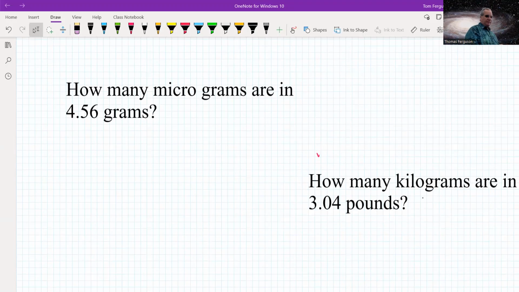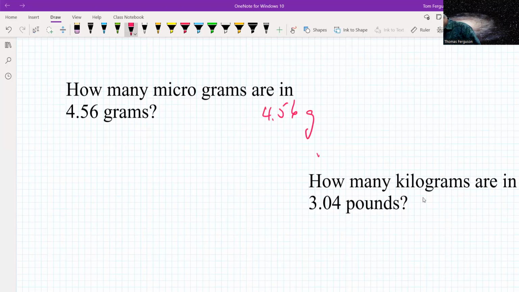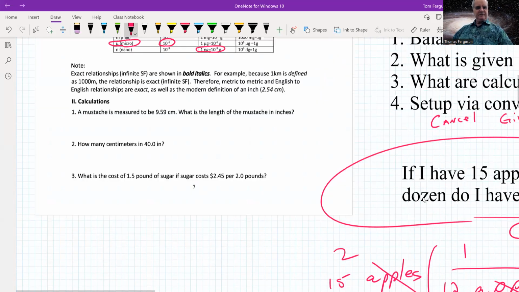Okay, so here we have a metric problem. How many micrograms are in 456 grams? What's given? What are we trying to calculate? Micrograms. To write a microgram, you do a kind of fancy M with a long tail on it. The last step is how do we calculate going from grams to micrograms? We go back up to our handy dandy table of conversion factors.